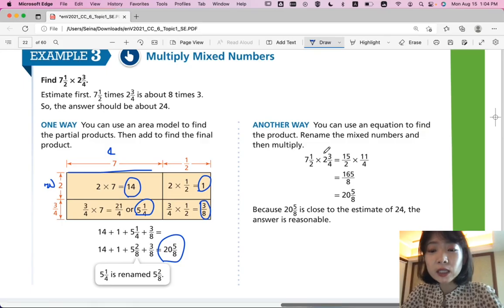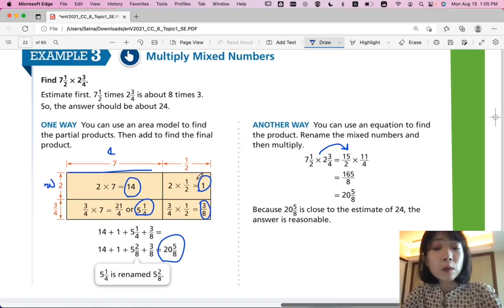Another way, you can change the mixed numbers into fractions. So 7 times 2 plus 1 is 15, and you leave the 2 in the denominator, 15/2, times 2 times 4 plus 3 is 11, so 11/4. You multiply 15 and 11, you get 165 divided by 8. Change that to a mixed number, 20 and 5/8. So if you notice, you get much bigger numbers here because you're just multiplying them. But in your first method, area model, you don't have to deal with that big of a number.